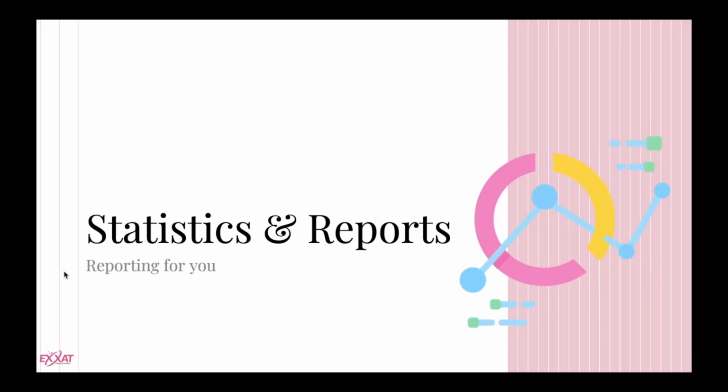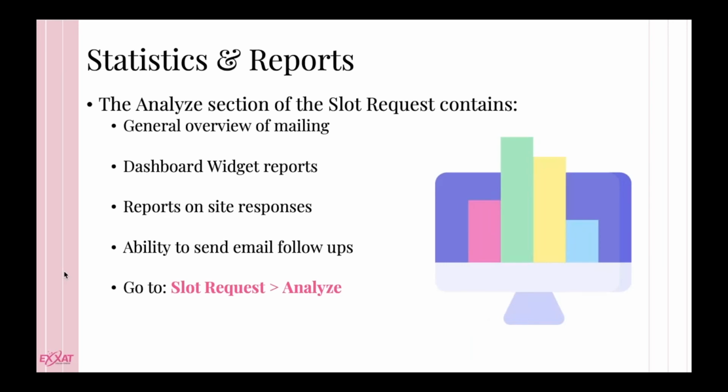So statistics and reports. So the analyze section of the slot request contains a general overview of how the mailing went. You've also got your dashboard widgets that are different reports in a way. You've got reports on site responses, and you have the ability to send email follow-ups. And all of the dashboard widget reports are also going to show up in this analyze tab. So it's kind of magical in that way. It's got a lot of stuff that you can do. So you're going to go to slot request on the left hand menu, and then click on the analyze tabs to see these reports.